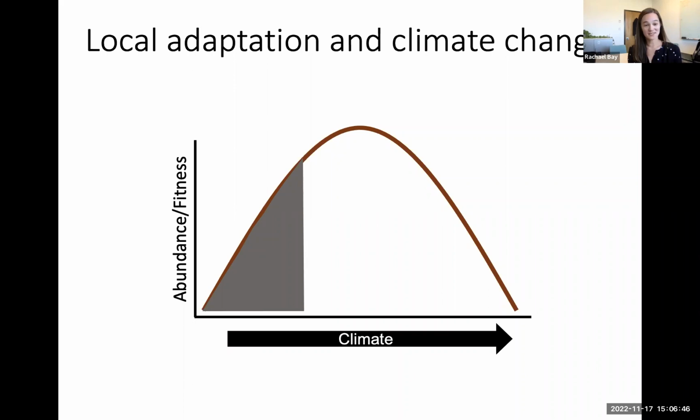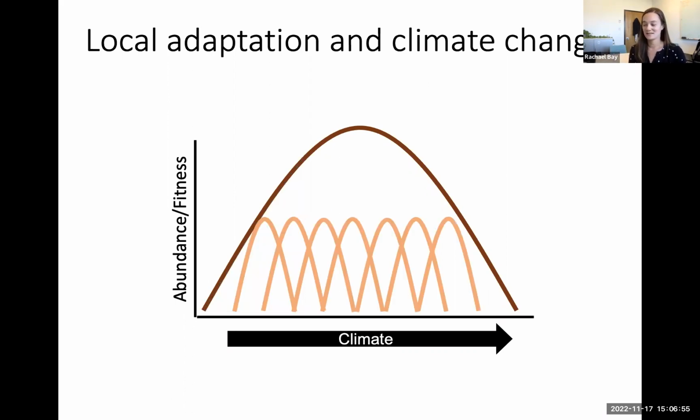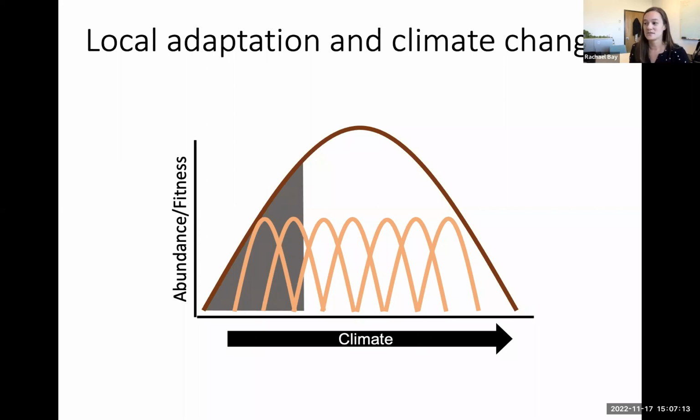However, if instead of one homogeneous species where every individual has the same fitness in the same environments, we have a series of serially adapted populations where each population has a different climate optimum that make up the overall species curve, climate change response might look a little bit different. Now, when we lose part of that climate range, we lose maybe a whole population, maybe particular genetic variation. And so we have a different outcome when we think about both adaptive capacity and genetic variation overall, when we think of climate change response from an evolutionary perspective.